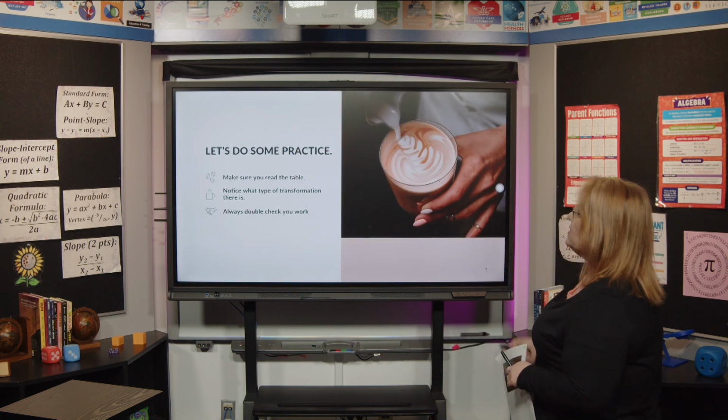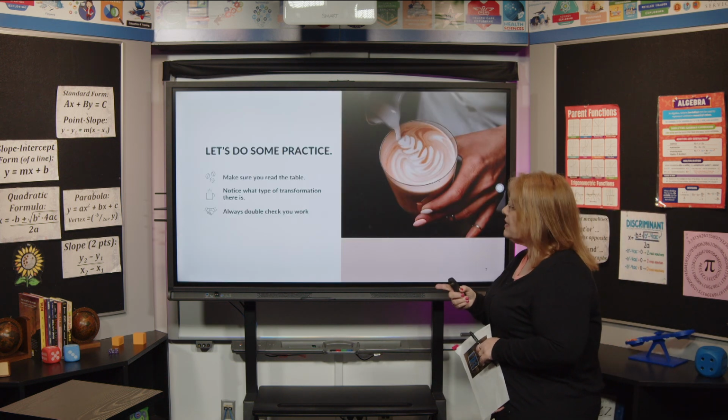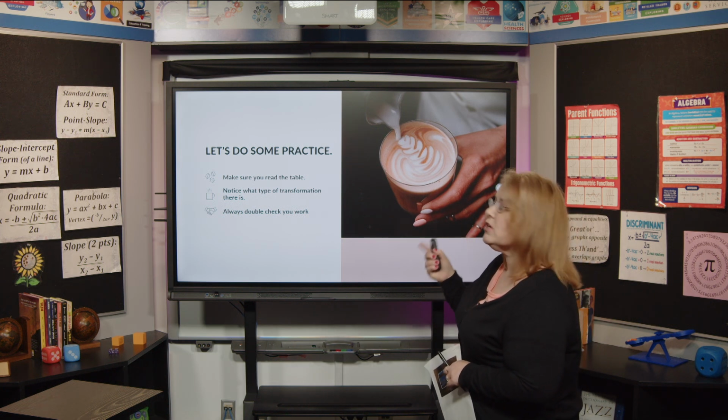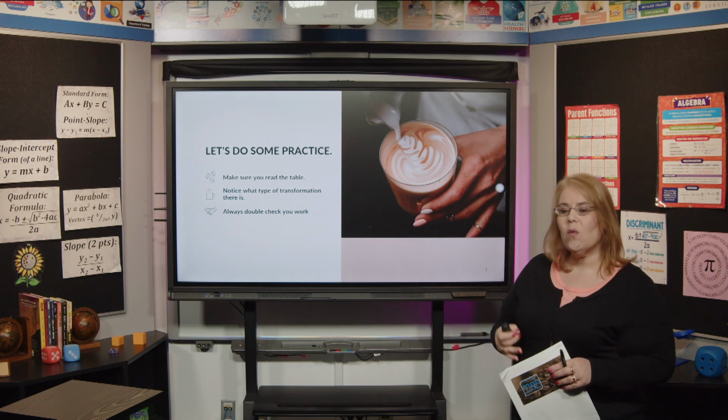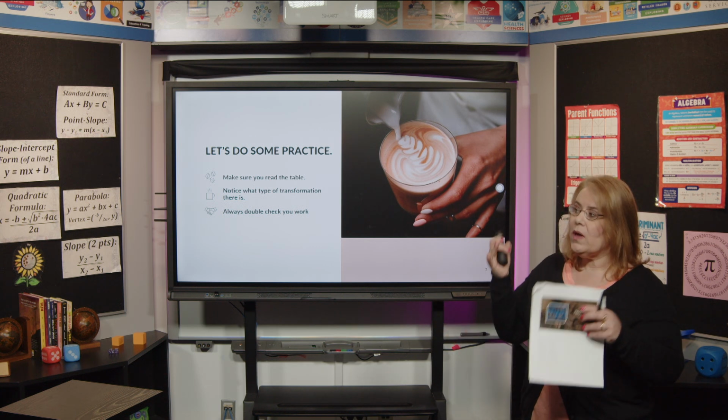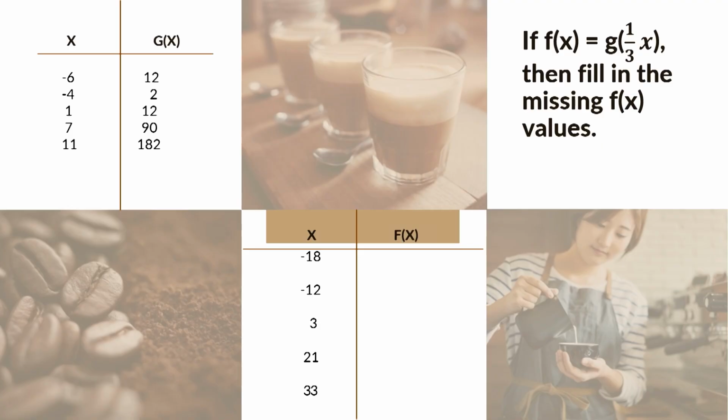Let's do some more practice. We want to make sure that we are reading our tables, we are noticing what type of transformations they are, and then we're also double checking our work either with our calculator or Desmos. We always want to make sure that we're double checking ourselves.